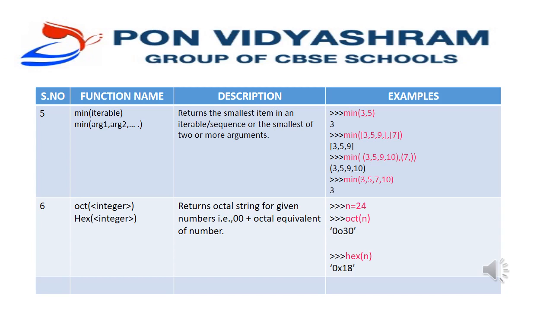Next we have passed min of two arguments. Both the arguments are in the form of a list. The first argument is 3, 5, 9 and the second one is 7. When we have more than one argument, both in the format of a list, it compares the first element of the first list with the first element of the second list. Here the first element in the first list is 3 and the first element in the second list is 7. So 3 will be compared with 7. Which one is the minimum value? 3. So that list will come out as the output.